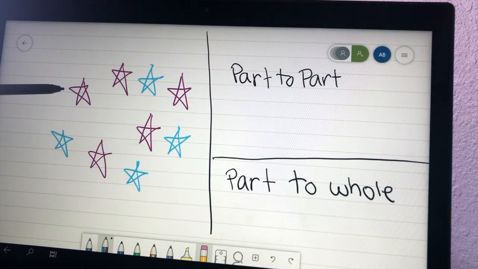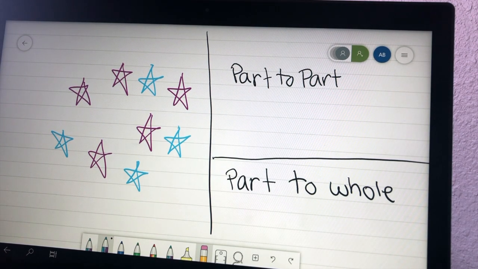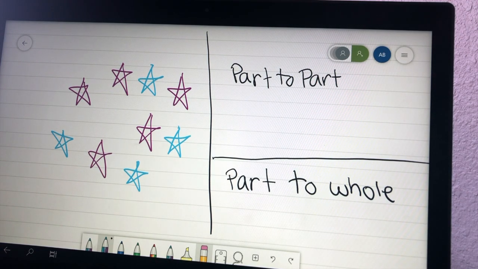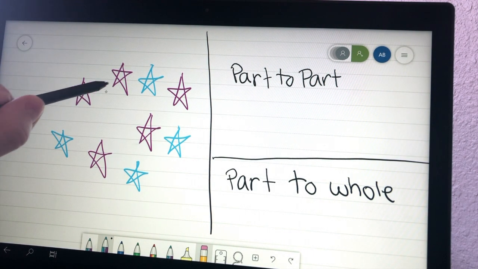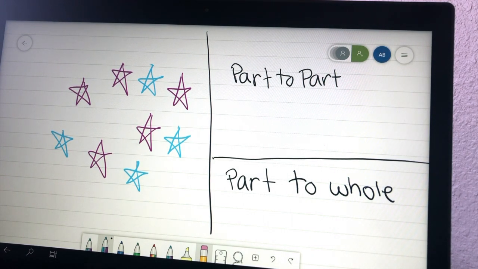I have 1, 2, 3, 4, 5 purple stars and 1, 2, 3, 4 blue stars. I'm going to do 2 part to part ratios and 2 part to whole ratios. If I'm going to do part to part, that means I am going to compare purple to blue and then blue to purple. So first I'm going to do purple to blue.